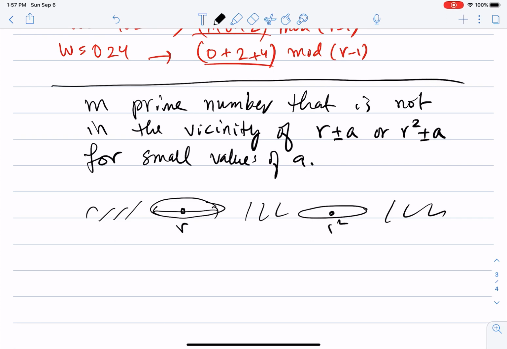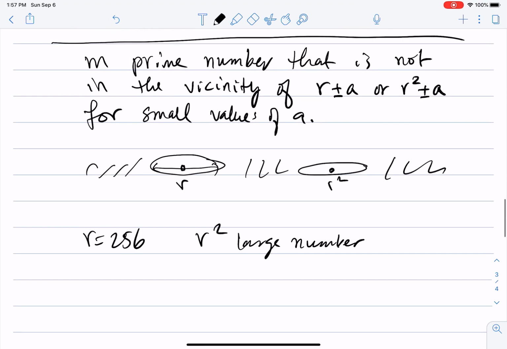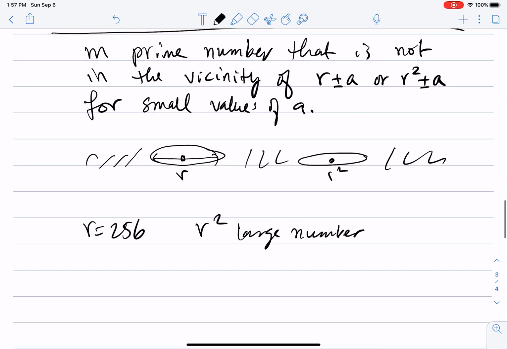So if R, for example, is 256, if we look at the ASCII code that has 256 letters, R squared is already a large number. This is relative for practical applications. R squared is a large number. So if R equals 256, all we need to do is choose a prime number that's not too close to R. And it's been shown that in practice it would work.